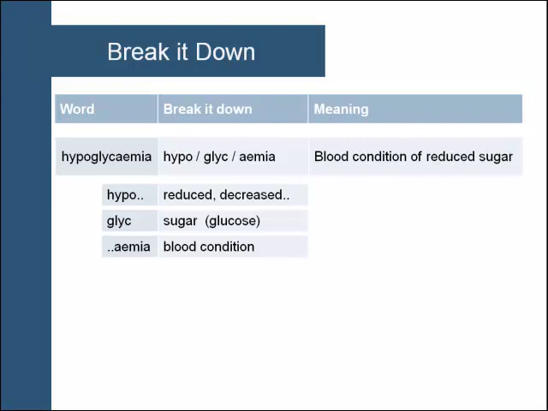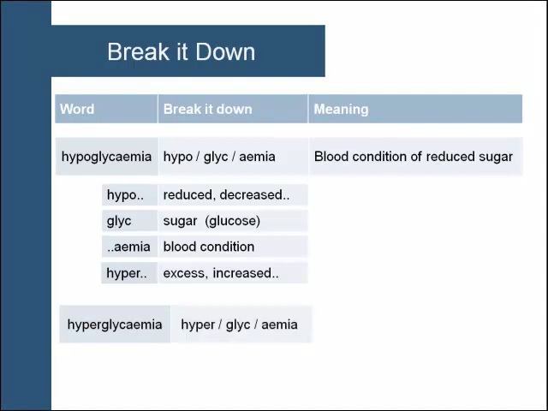Earlier we had the term hyperactive. So let's use that prefix again, hyper meaning excess or increased. The word example, hyperglycemia, we can break it down. Hyper, glyce, emia. We know that emia is our blood condition and that glyce is the sugar, the glucose, and hyper was the term meaning excess or increased. So therefore we can work out that hyperglycemia is a blood condition of excess sugar. There's too much sugar in your blood.